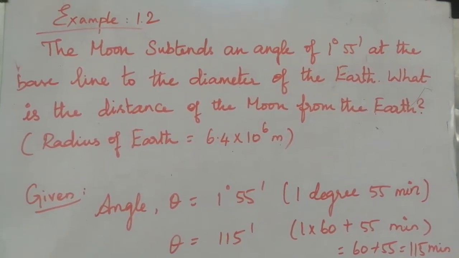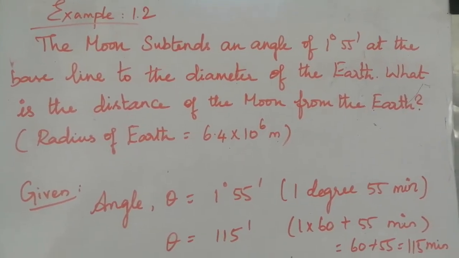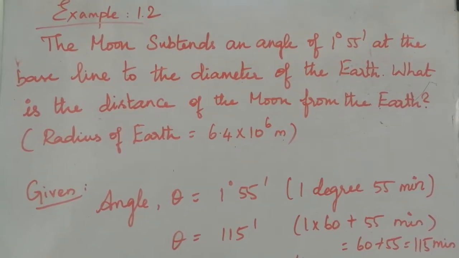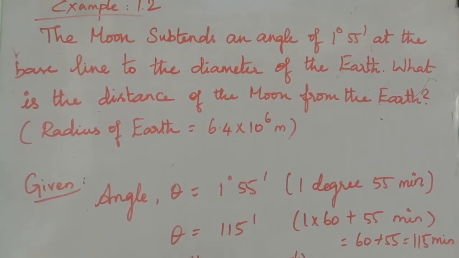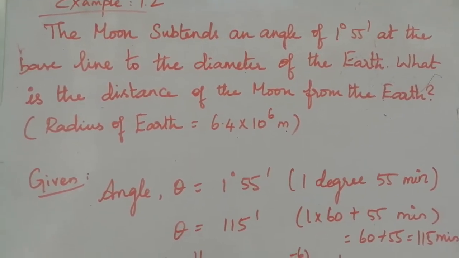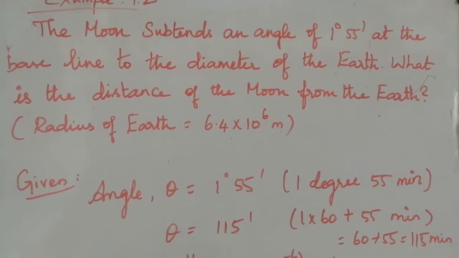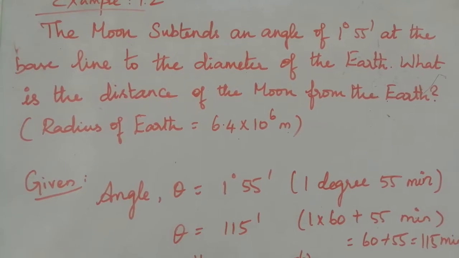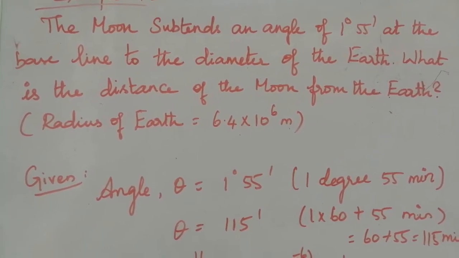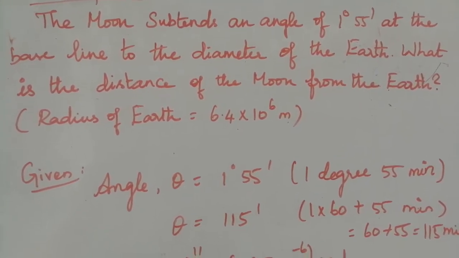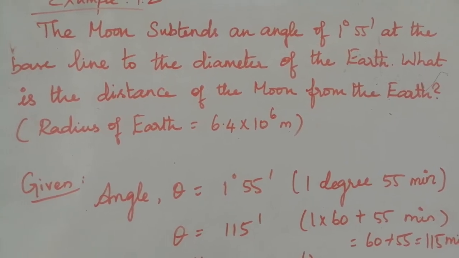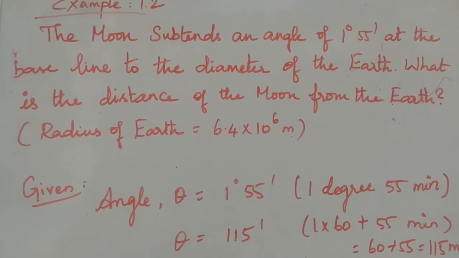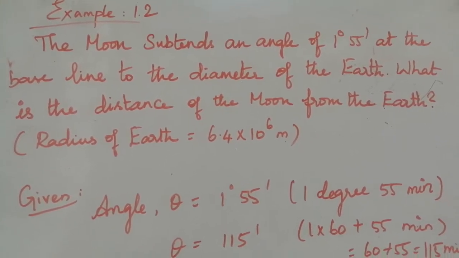Example 1.2 in your first unit. The question is: the moon subtends an angle of 1 degree 55 minutes at the baseline to the diameter of the earth. What is the distance of the moon from the earth? Given that the radius of the earth is 6.4 × 10^6 meters. This is always constant, and let us move into the solution of the problem.